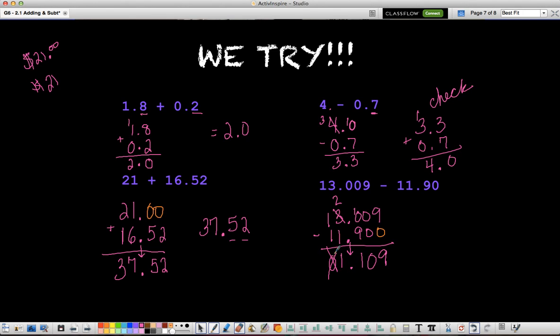Now I don't keep this 0. Typically we just don't write anything, but I want you to get used to seeing this because when we multiply and divide, you're going to end up seeing these extra zeros. So my answer is 1 and 109/1000.